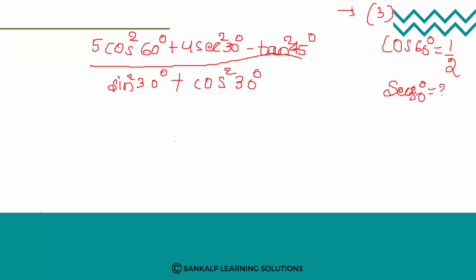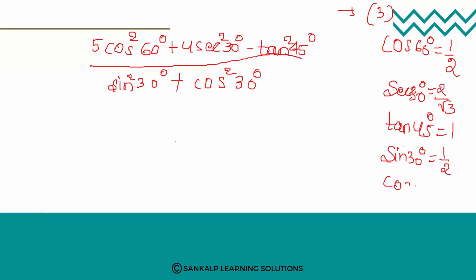It is 2 divided by root 3, right? So tan square 45 degree is there. So now first let us write tan 45 degree. Tan 45 degree is 1. Next, here sin 30 degree is there. So what is the value of sin 30 degree? It is 1 by 2.